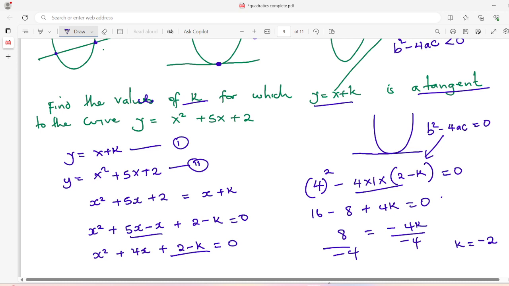So if they had continued and asked us for that point of intersection, you would come and substitute here. In your quadratic equation, where there is k, you make your k negative 2, and then you end up solving that quadratic equation, and that quadratic equation that you solve should give you one solution.